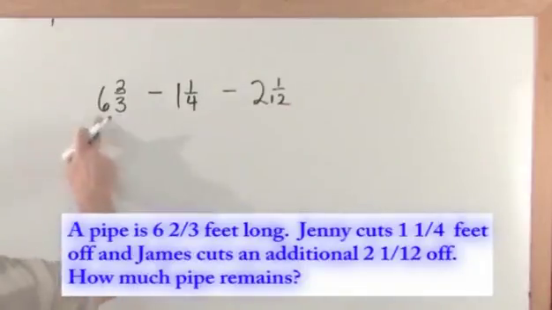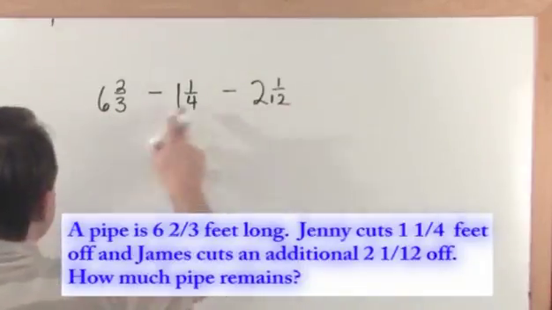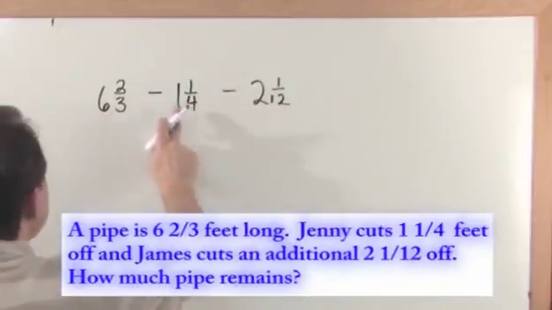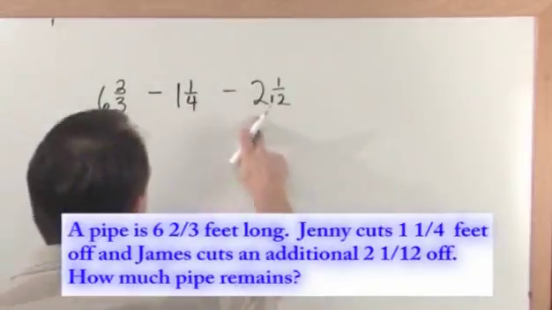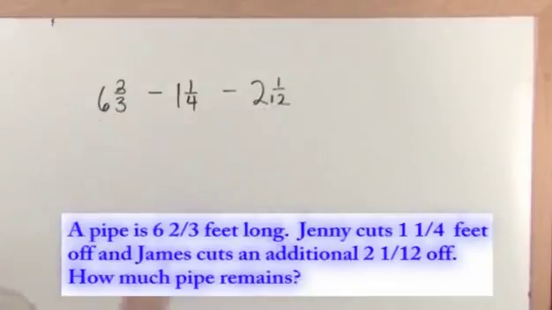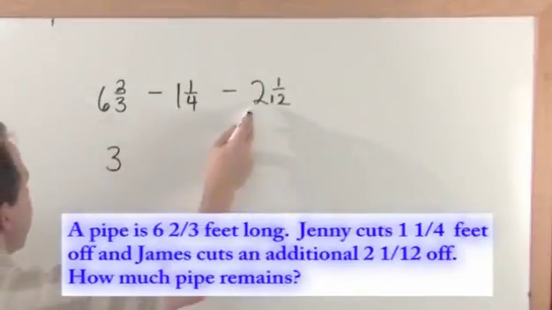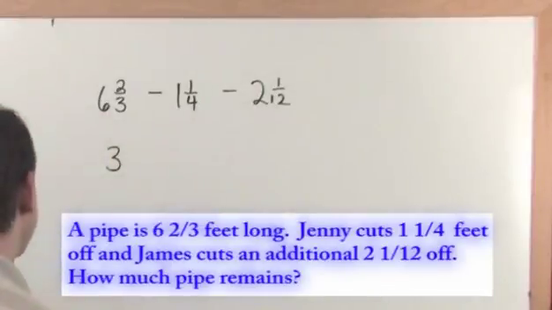So let me ask you, what is 6 minus 1 minus 2, if I'm just going to deal with the numbers? 6 minus 1 gives me 5, and 5 minus 2 will give me 3. So I can put a big fat 3 down here, and I've done part of the problem already. 6 minus 1 gives me 5, 5 minus 2 gives me 3, so I put the 3 there.